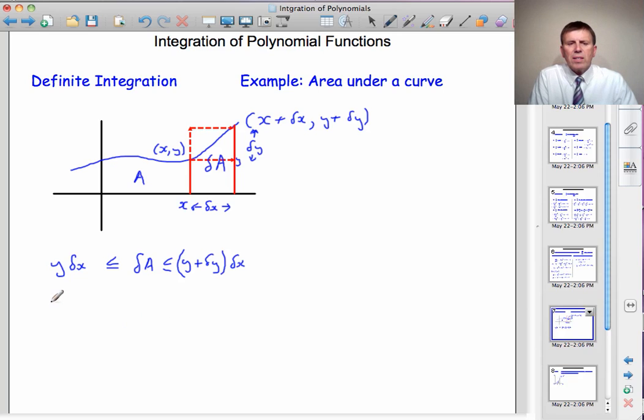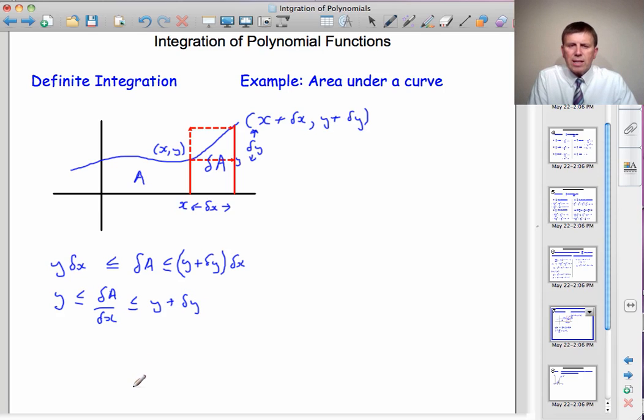I'm now going to divide this inequality through by delta x. So on the left hand side, y delta x divided by delta x is just y. That's less than or equal to delta A divided by delta x. And that's less than or equal to y plus delta y times delta x divided by delta x, which is just y plus delta y.